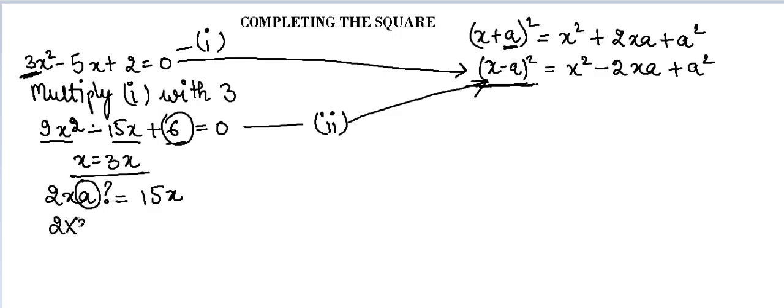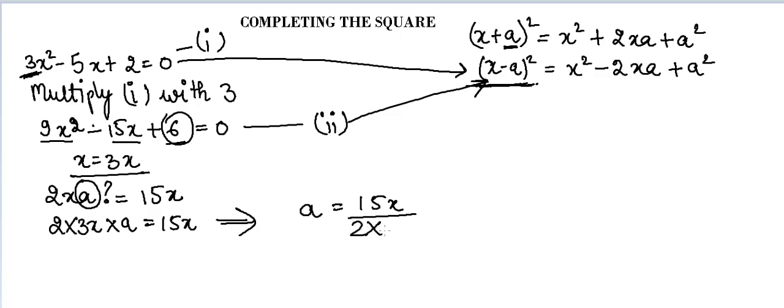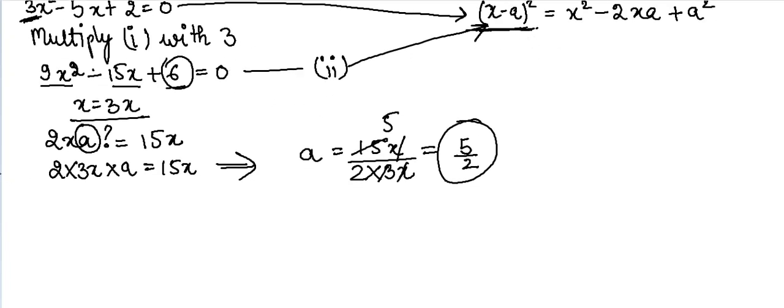How? You put the value of x as 3x, and keep a as it is, and here you have 15x. Now your a comes out as 15x divided by 2 into 3x, which comes out to be 5 by 2. Your a should be 5 by 2, but your constant here is 6. You have to change it into 5 by 2 to get the answer, but here it is not. So to change it into the standard identity, I am going to add a square to the second equation, so that you can change it into (x - a) whole square.